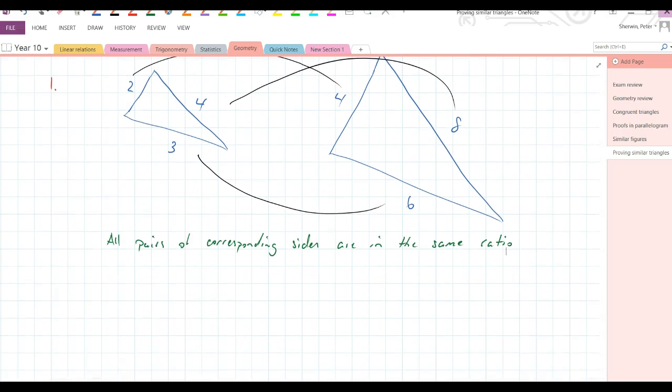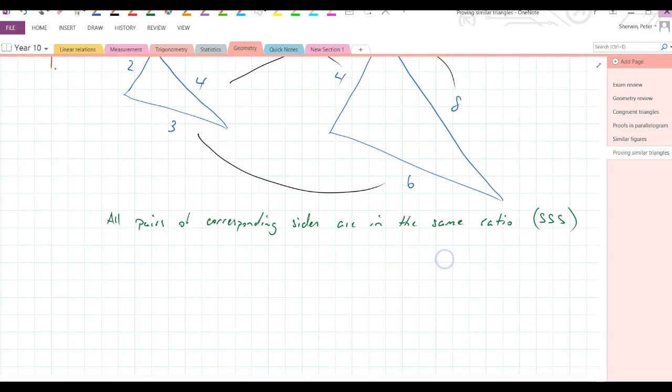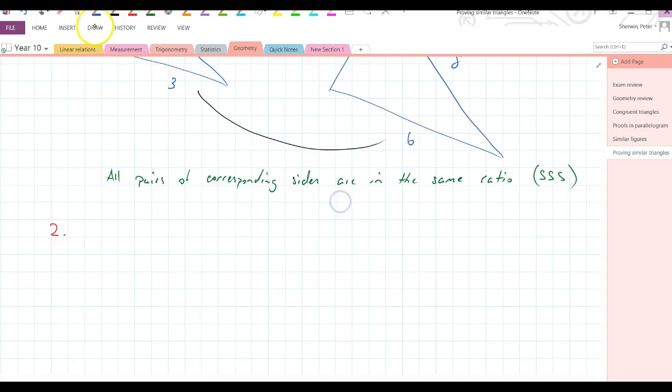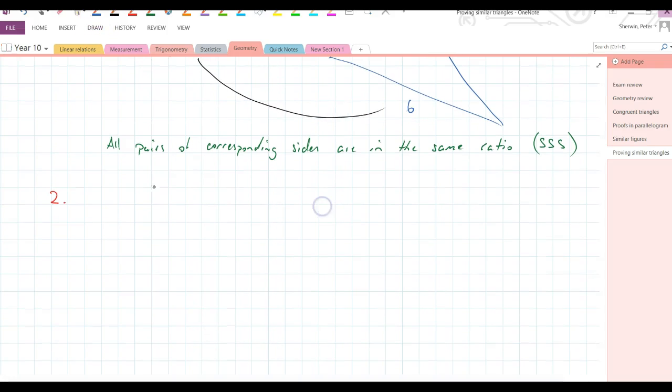Right, so 1 is all pairs of corresponding sides are in the same ratio, and we're calling that SSS. Now for congruency, that was SSS, but it was all 3 pairs of corresponding equal sides. Right, test 2, or proof 2, will be this one. It'll be the equivalent of the SAS.